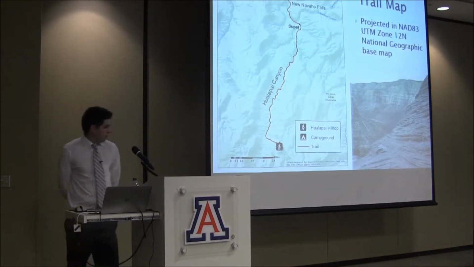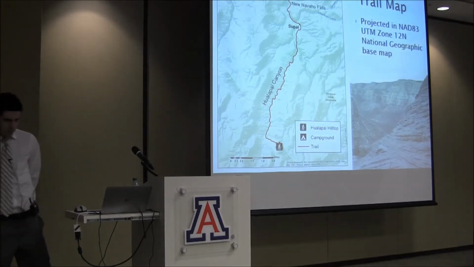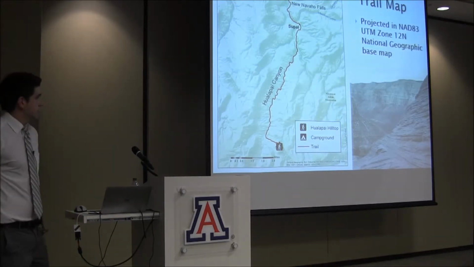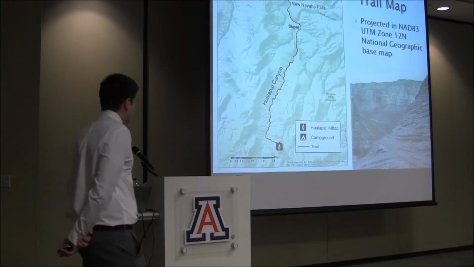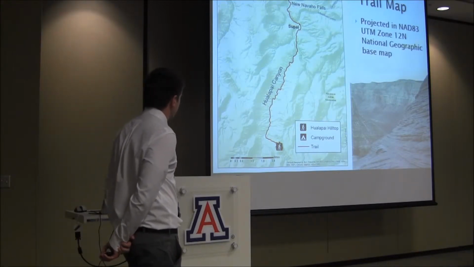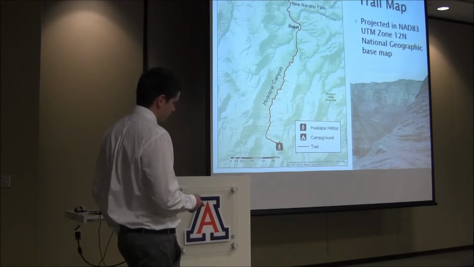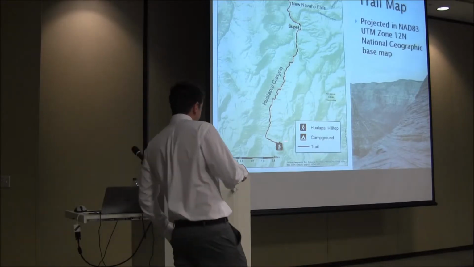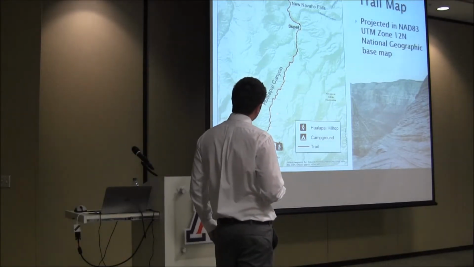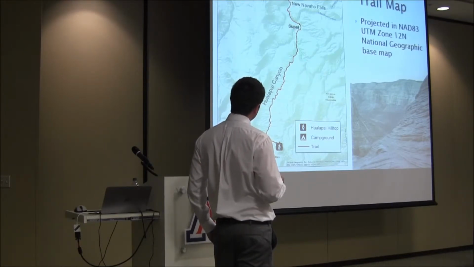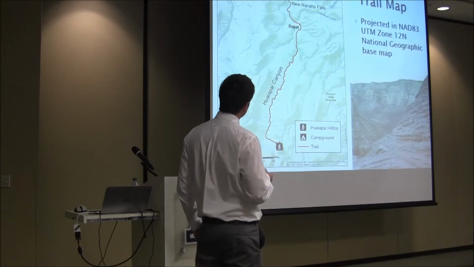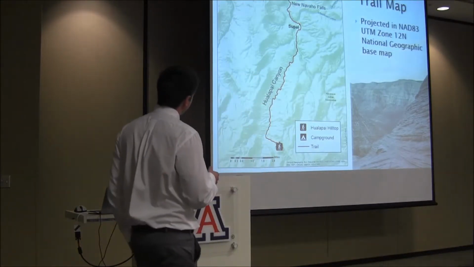This is the map that I made in ArcMap. The shapefiles I also projected into NAD 83 UTM Zone 12. I used the National Geographic base map. As we can see, the trail starts right here, goes through the Hualapai Canyon, which intersects with the Havasu Canyon right there, and then goes to the village and then campgrounds and all the waterfalls.